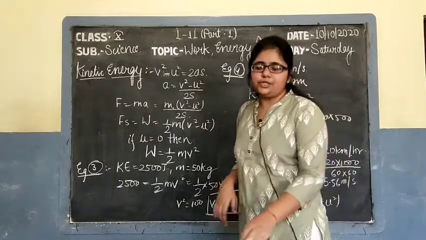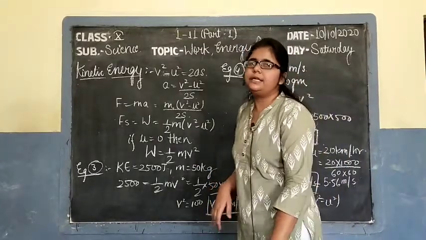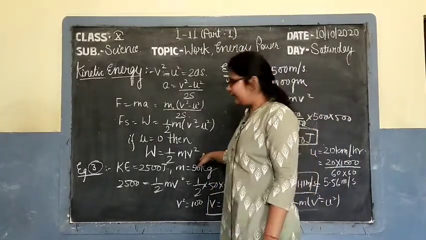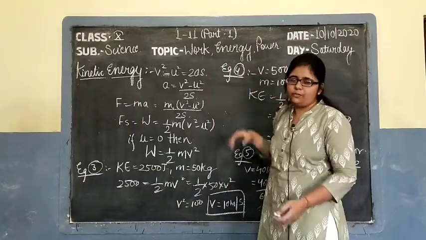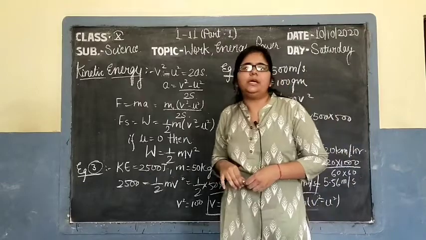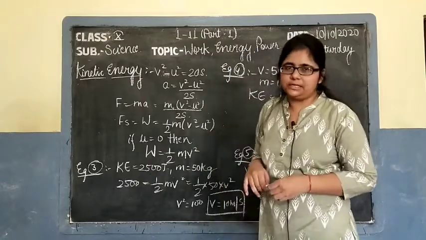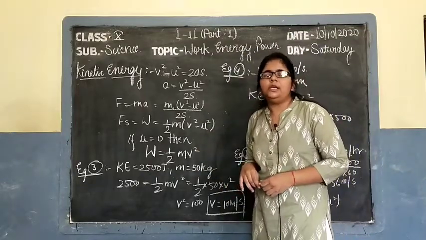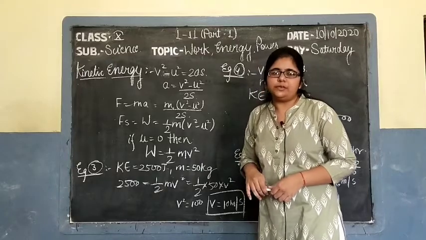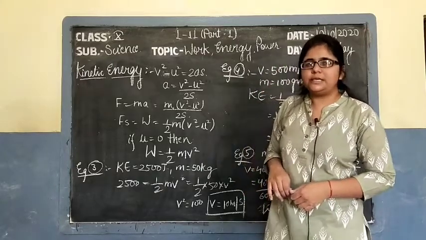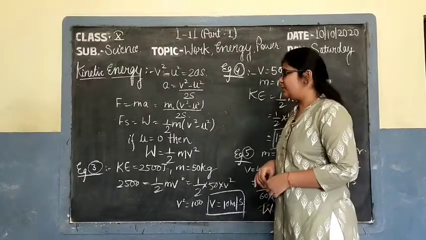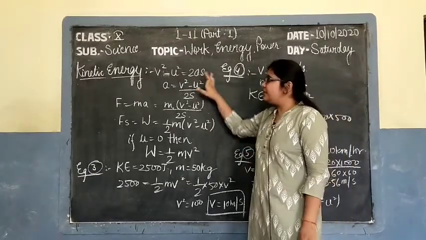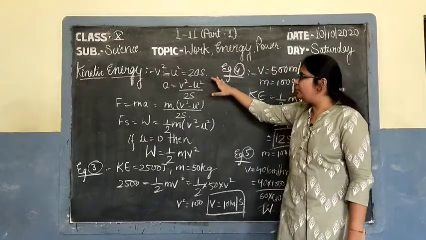Now, in the derivation of kinetic energy, for getting the relation between the work done and kinetic energy, we will use the third equation of motion. You might have studied about the equation of motion in the previous classes. There are total 3 equations of motion. The first one is v = u + at, second one is s = ut + half at square, and the third one is v square minus u square = 2as.